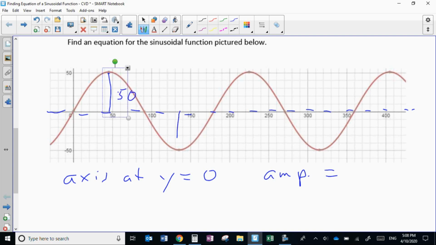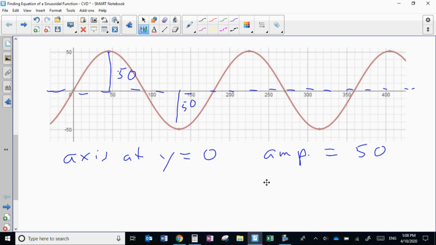And it's the same down here. That's 50 as well. So our amplitude is 50. Now, if you can't see the amplitude, you could use the equation max subtract min divided by 2. And that will always give you the height of that wave as well. So there's two ways to do it: one using the formula, and one just by looking at the graph and seeing how big the waves are.